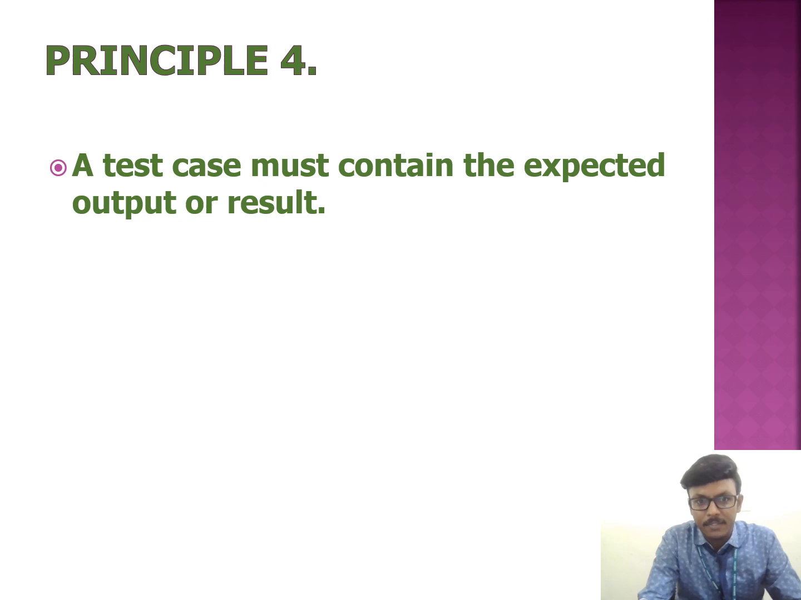So the fourth principle: a test case must contain the expected output or result. That is very important because when we write a test case, at that time itself we need to specify the possible input and the desired output. By checking that expected output only, we can identify whether the particular code is working properly or not.